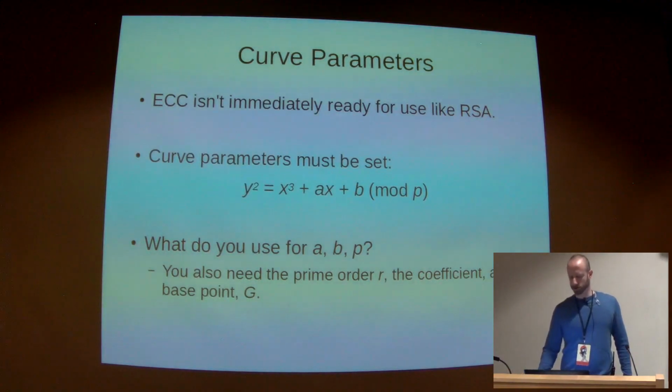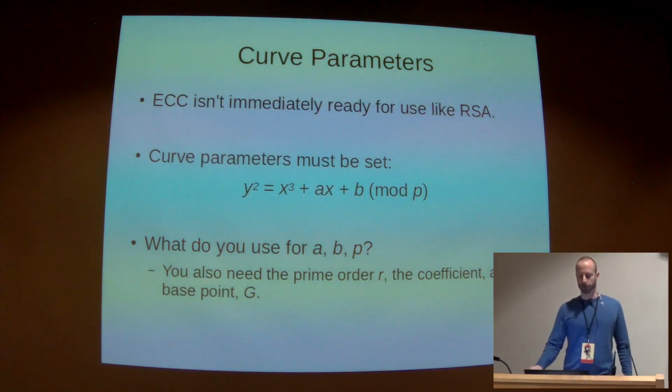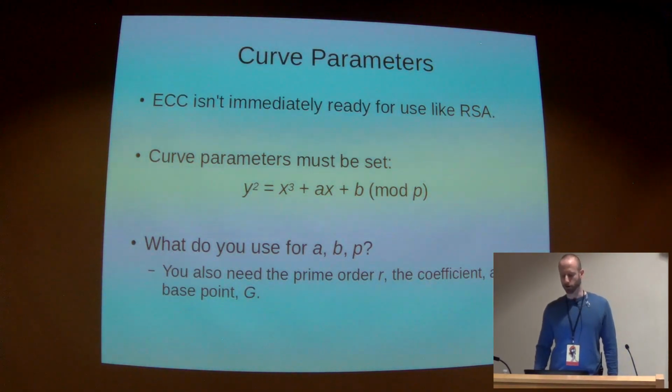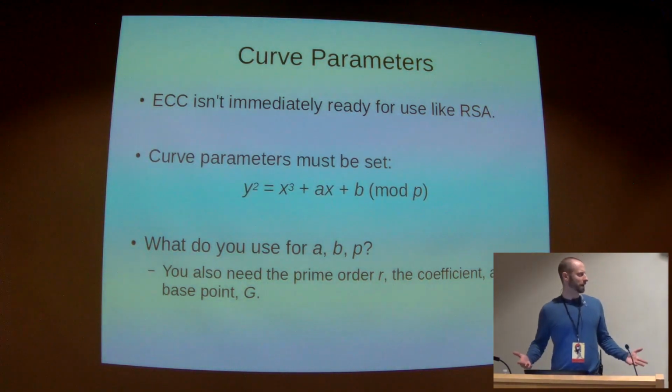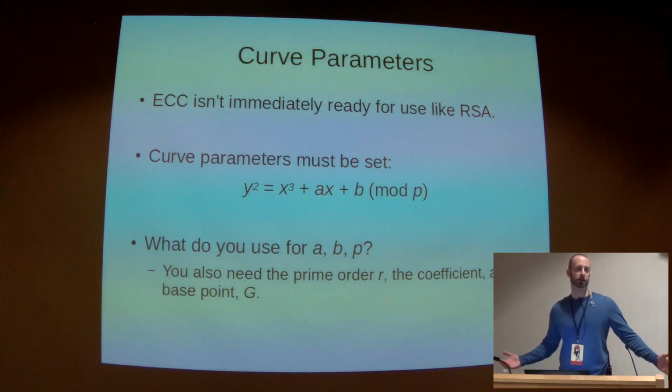However, in the ECC world, you can't just immediately use it. You have to set the curve parameters. Going back to that equation that I showed before, the question is, what do you use for the values A, B, and P? There's more to it than that. You need a prime order R, a coefficient, and a base point. So this is all math stuff, and if you were a developer and said, okay, I'm going to use ECC, oh wait, I've got to figure out these things. Am I going to set A to 10, 1,000? What's even valid? Never mind what's good, what's even valid.